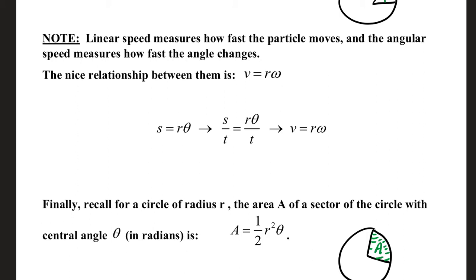Also recall that for a circle of radius r, the area of a sector of the circle with central angle theta in radians is A equals 1/2 times r squared times theta. We calculated some areas in the previous videos using this formula. The key is for any of these, make sure theta is in radians and not degrees.